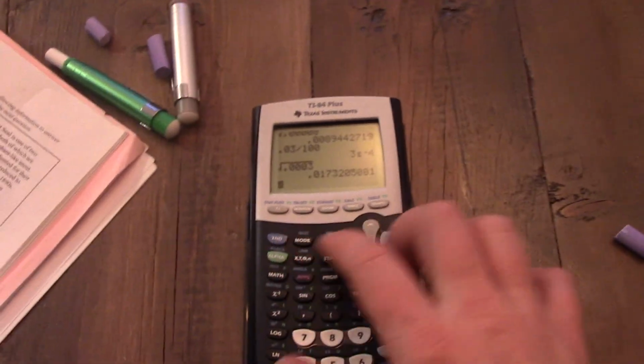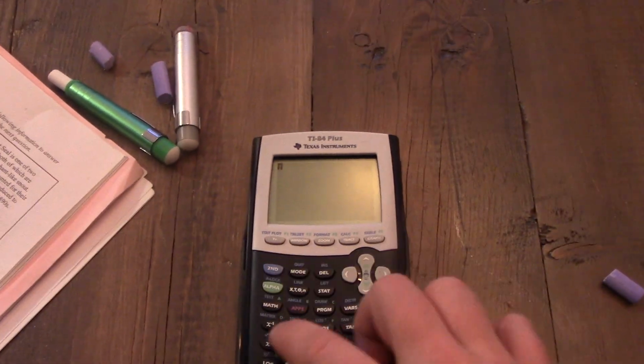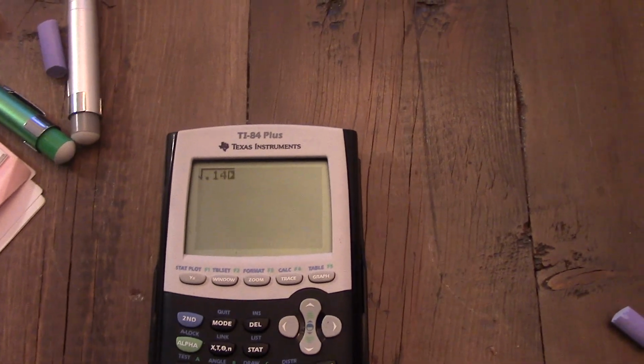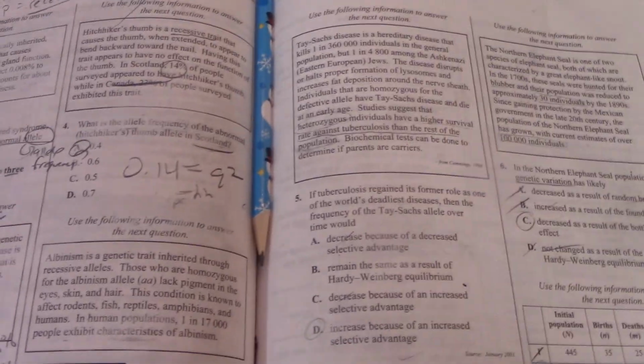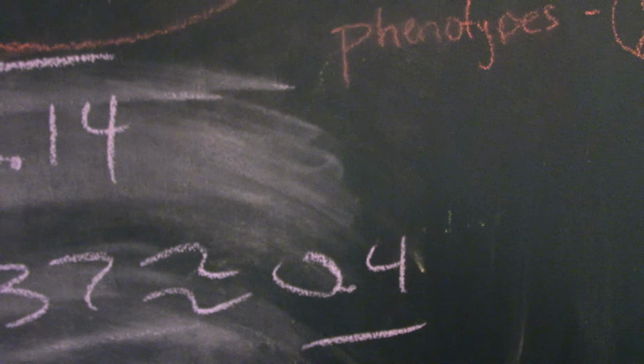Okay, square root, Q is going to equal, okay, 0.14, boom, 0.37. Okay, so my answer rounded is a 0.4. Okay. So that's 0.37, or approximately 0.4 for Q. Okay.